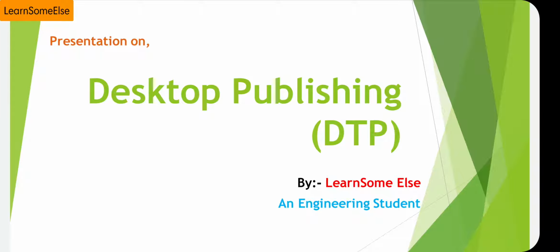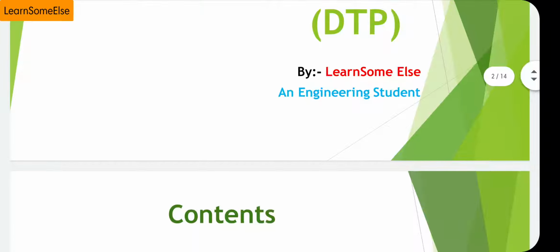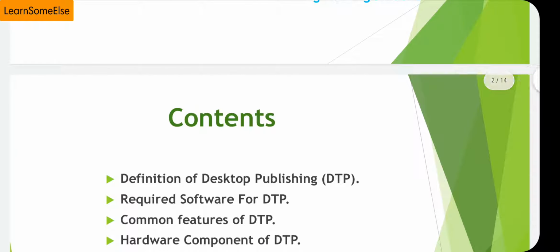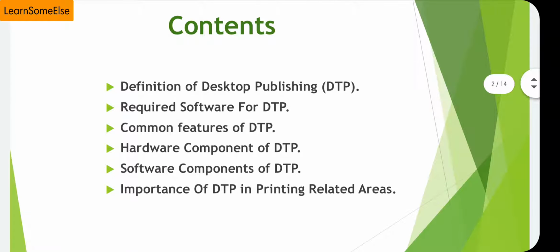Other name is DTP. It is presented by Learn Some Else, an engineering student. First of all, we will look at the content that we are going to cover in today's presentation. First one is definition of desktop publishing, required software for DTP, common features of DTP, hardware component of DTP, software components of DTP, importance of DTP in printing related areas.